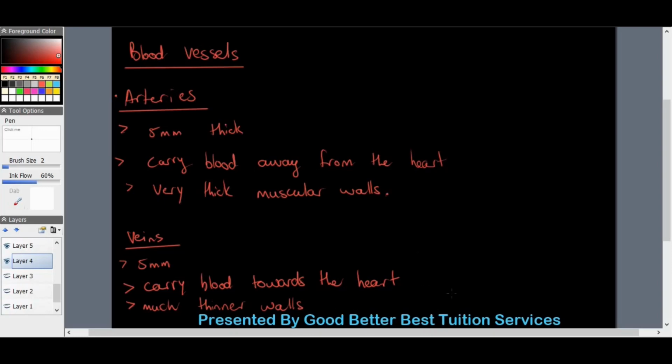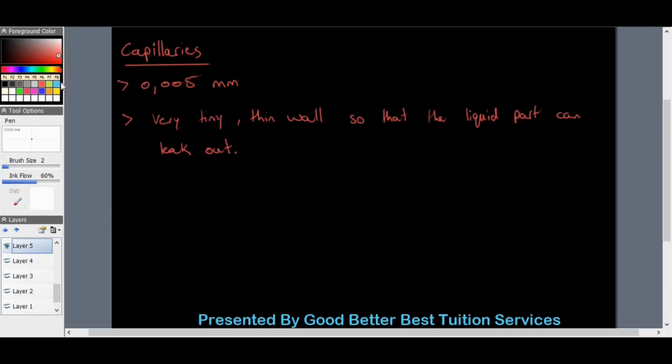Much thinner. And then there is a third component of blood vessels, and that's called capillaries. As mentioned, last one, capillaries. They're very tiny, about 0.005 millimeters. Their wall is made only of inner lining, a very thin wall, and the reason for this is so that the liquid part can leak out.